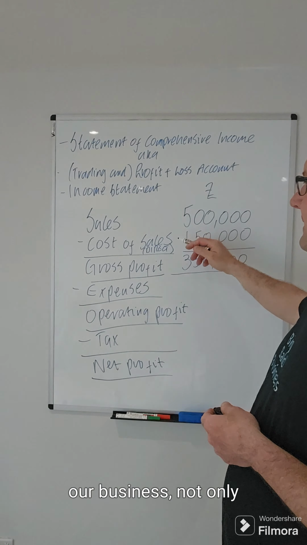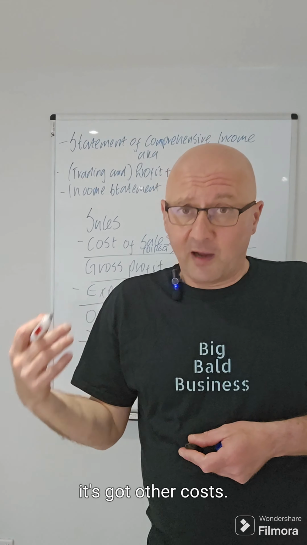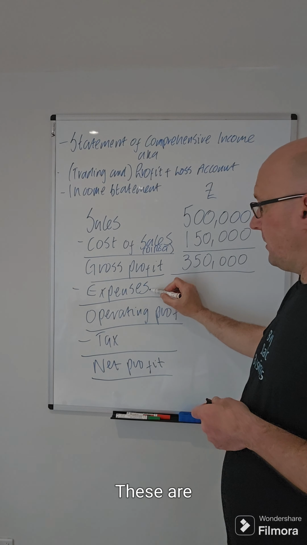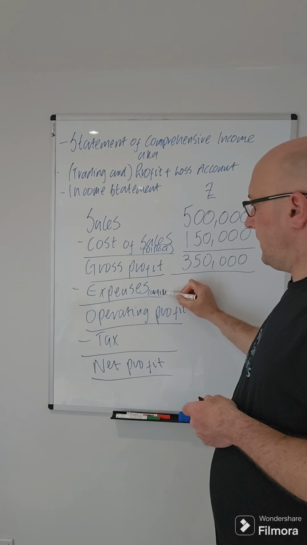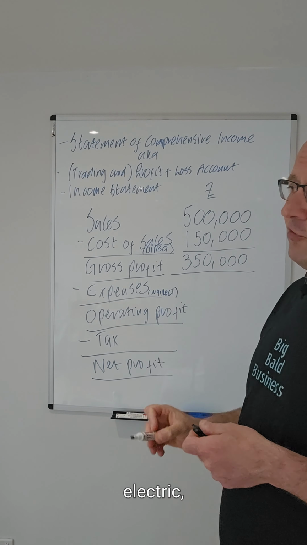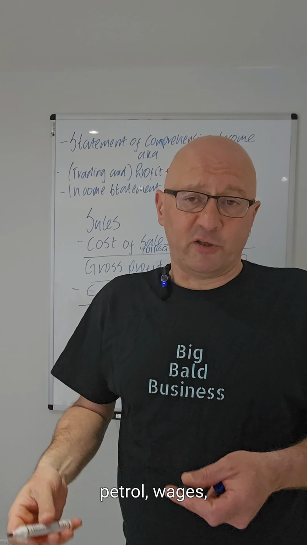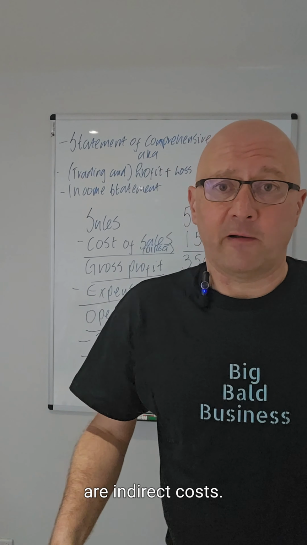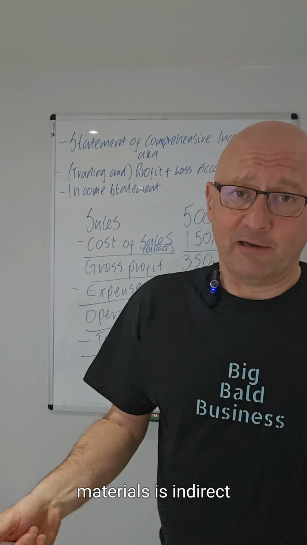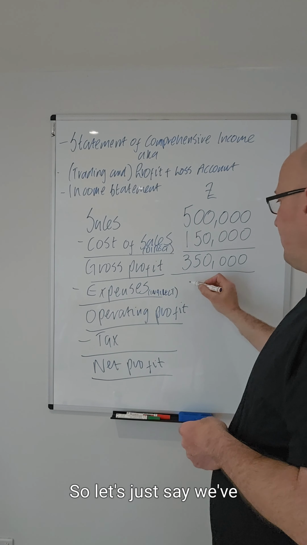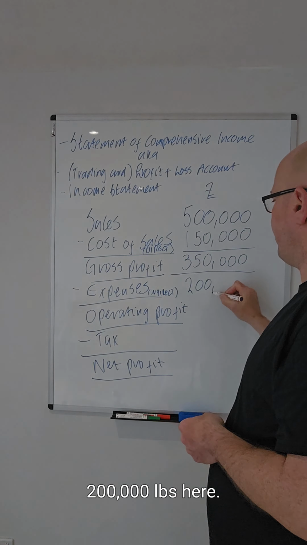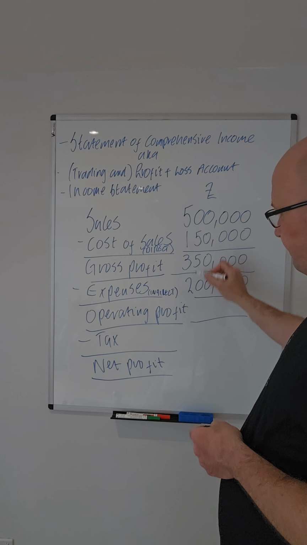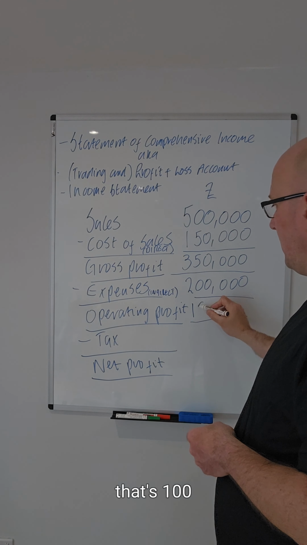Okay, we then got expenses. Now, our business, not only does it buy materials, it's got other costs. Okay, it's got indirect costs. So we've got direct costs there. These are indirect. So that's things like electric, gas, petrol, wages, everything else the business spends are indirect costs. Anything that's not the materials is indirect costs, okay, or expenses. So let's just say we've got, I don't know, £200,000 here.